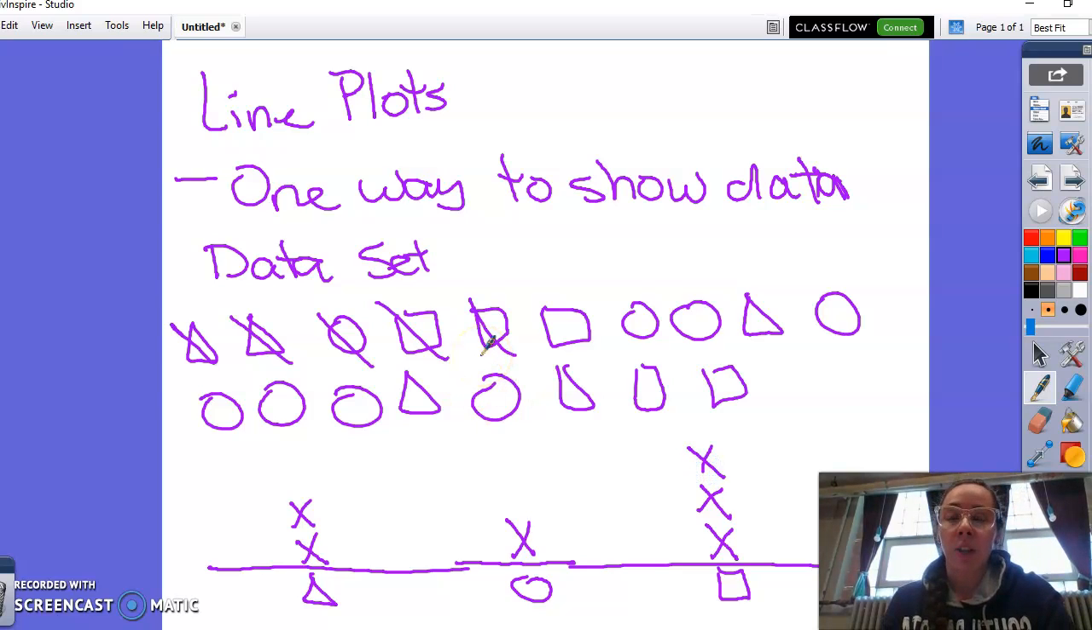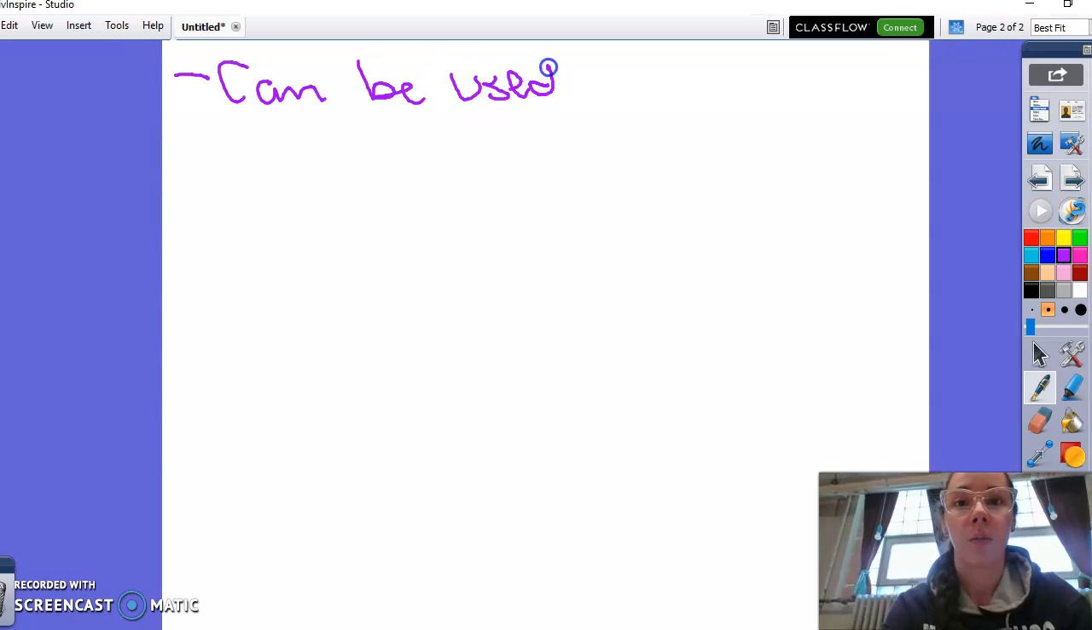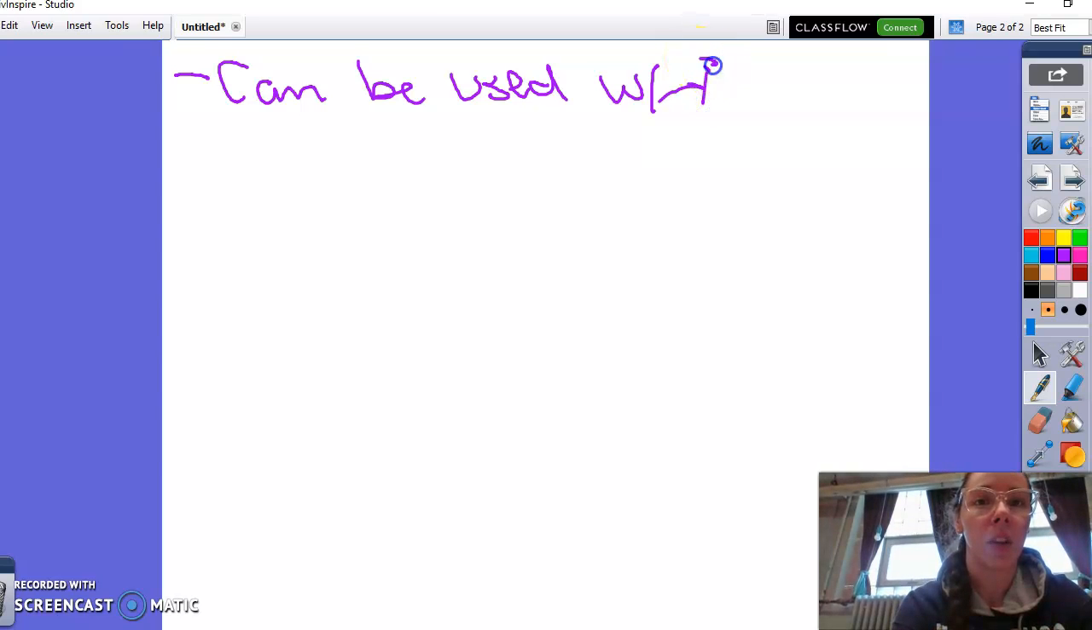That's probably as much experience as you've had with line plots, and that's great. That's a really fabulous place to start. But there's more that we can do with line plots. One thing that we have been talking about so far this year is fractions, and we can use line plots with fractions too. Sorry if that's hard to read. Line plots can be used with fractions.